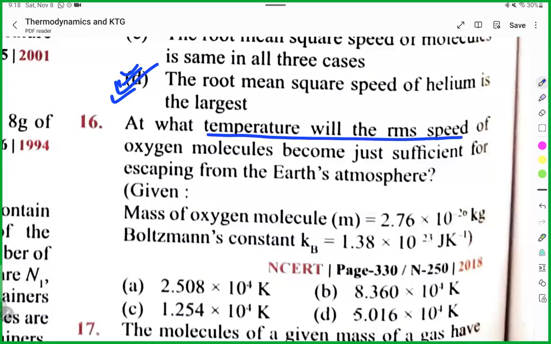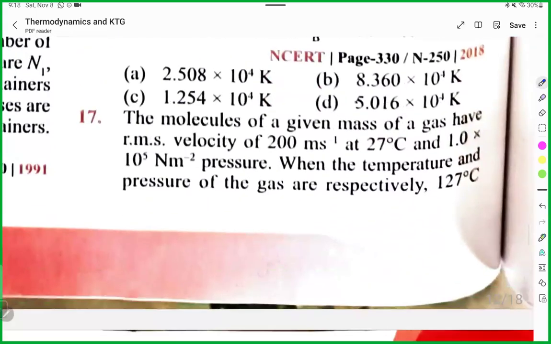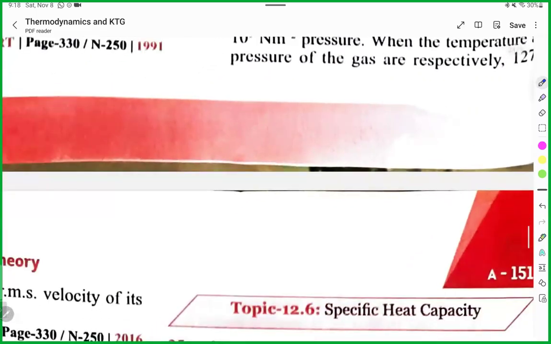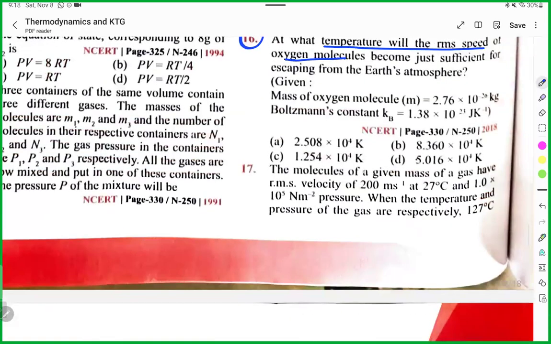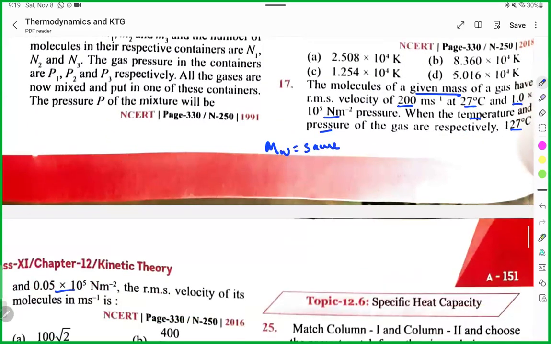At what temperature is the RMS speed of an oxygen molecule just sufficient to escape from the earth? This question we will do in the next class because I will mention the escape velocity. Here again, you are calculating the same thing. The molecule of a given mass, so molar mass is fixed, has this RMS speed at this temperature and this pressure. When the temperature and pressure are changing, what should be the RMS speed?